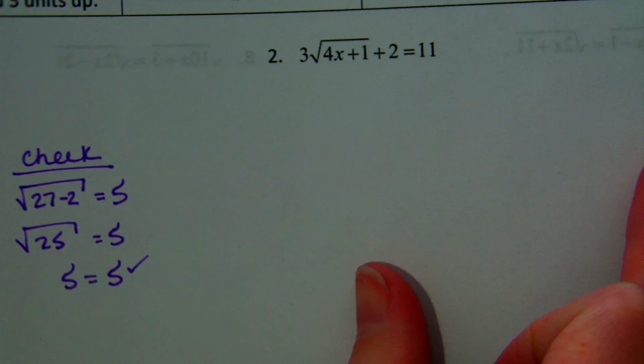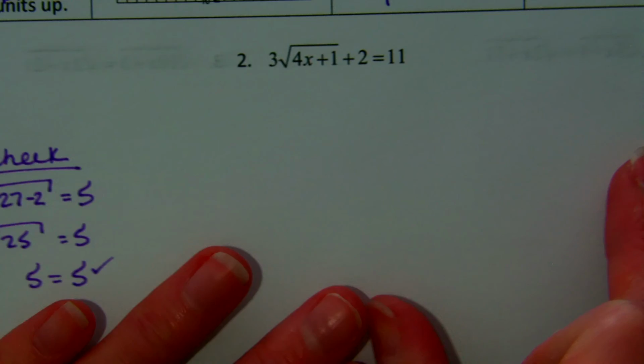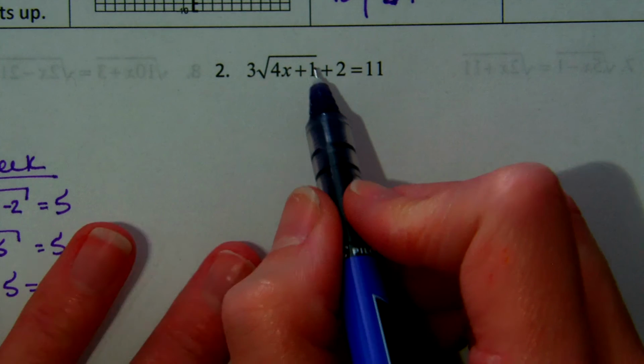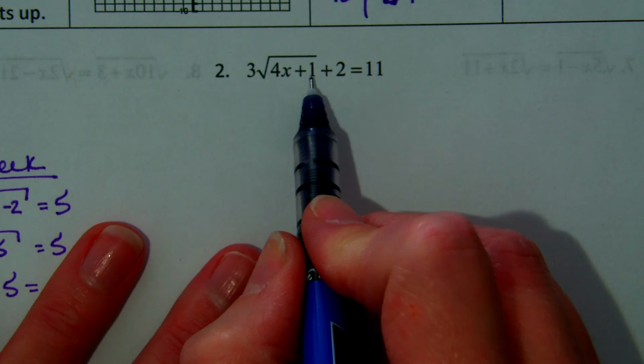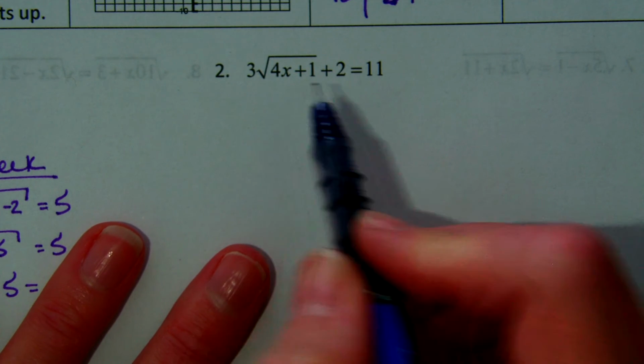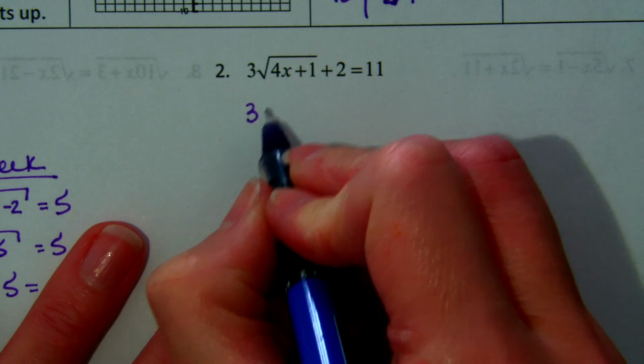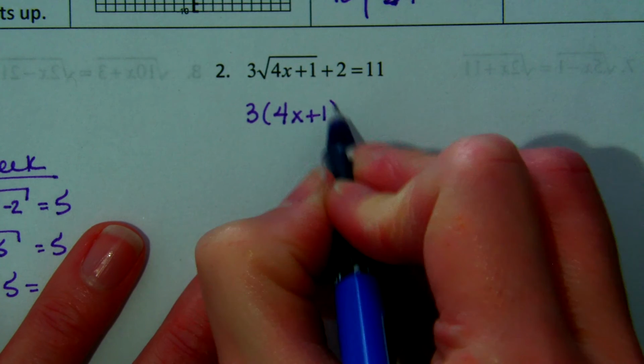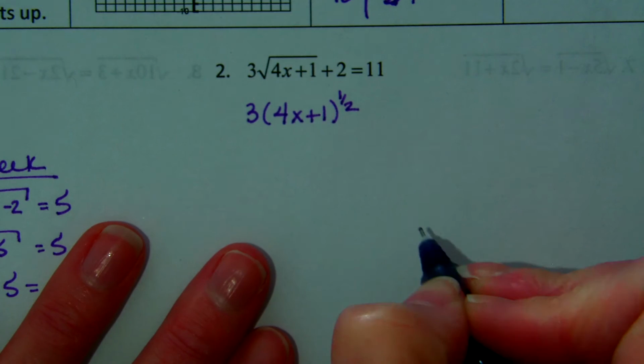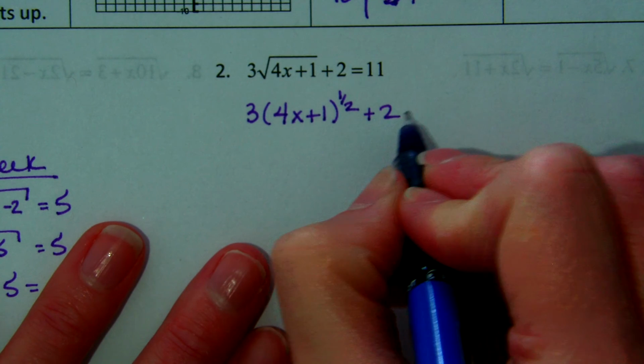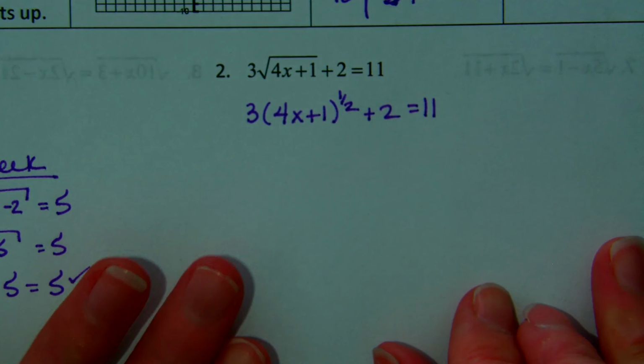For the second problem, guys, again, identify where the square root ends. The 4x and the 1 are under the square root. Nothing else is. And so when I rewrite this, I'm going to put the 4x + 1 in parentheses with a 1/2 exponent and leave the 3 and the 2 out.